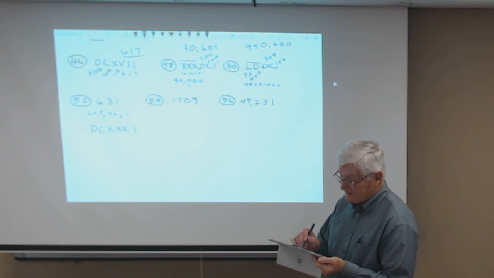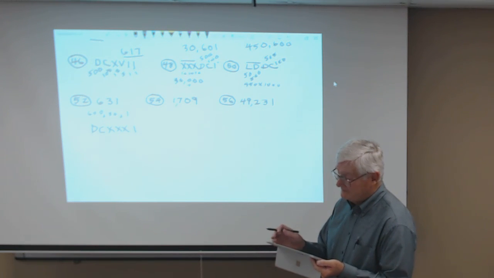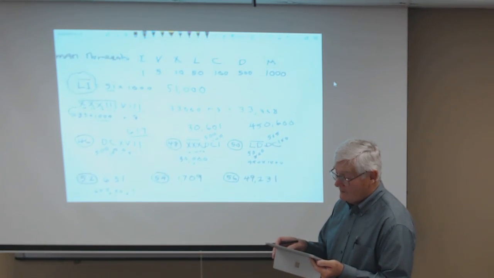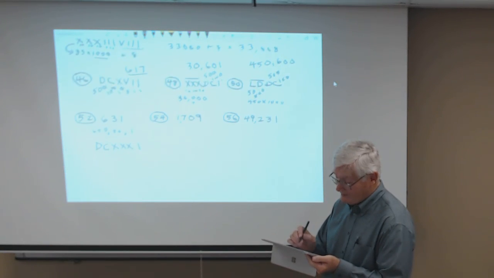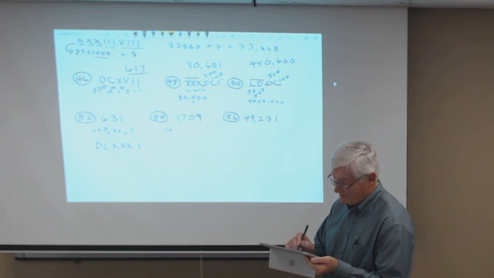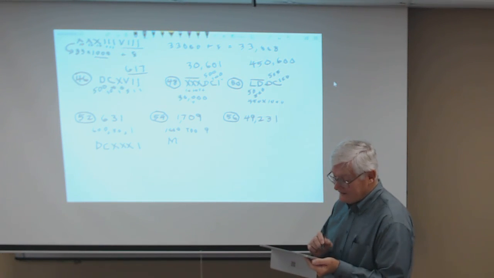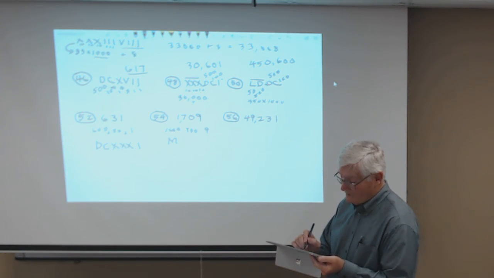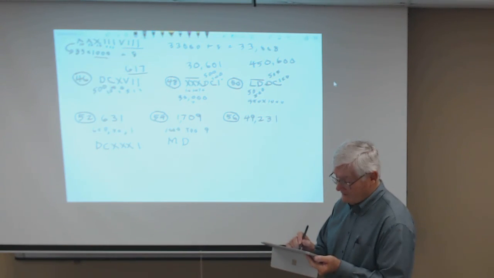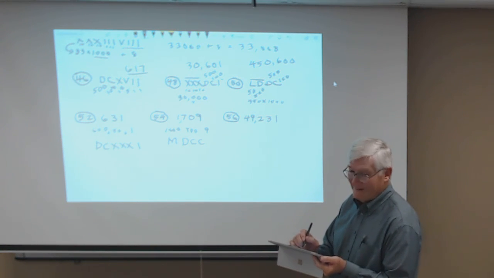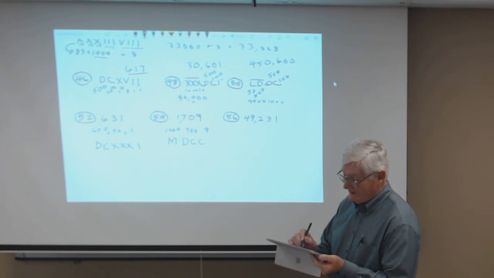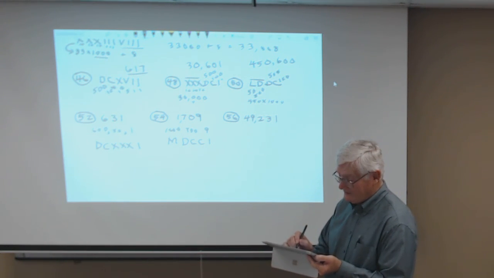So what about 1,709? There's 1,000. M. 1,000 is M. Then I have 709. How do I say 700? 500 and what? 2 C's, 200s, and then 9 would be what? It'd be I before the X. Now, you say 9, that would be IX.